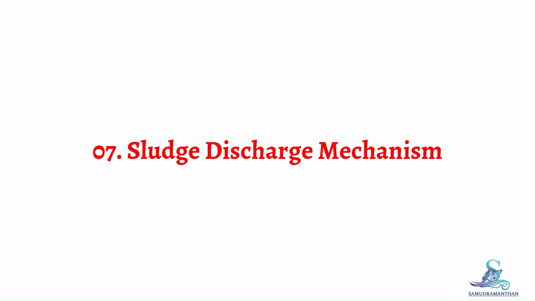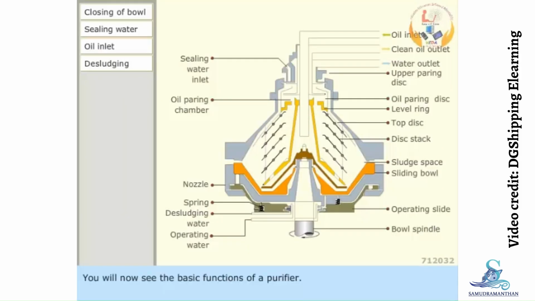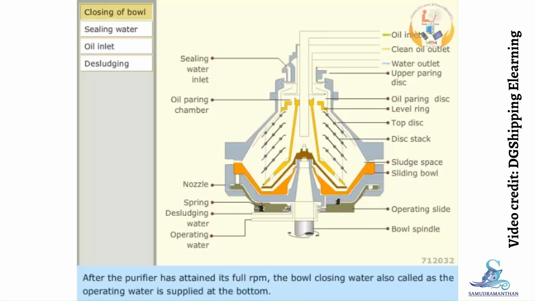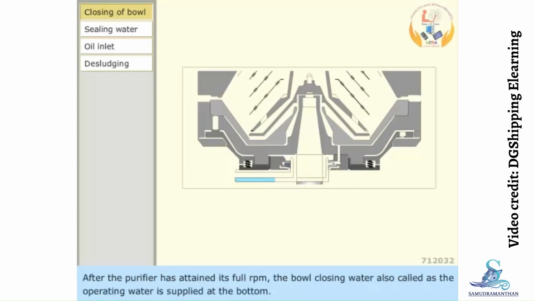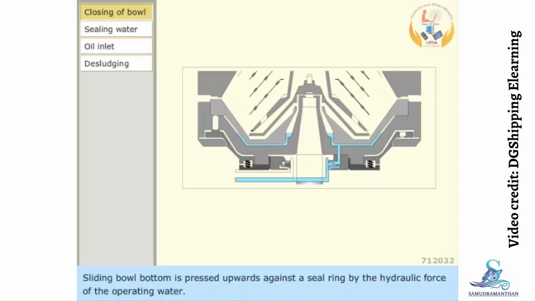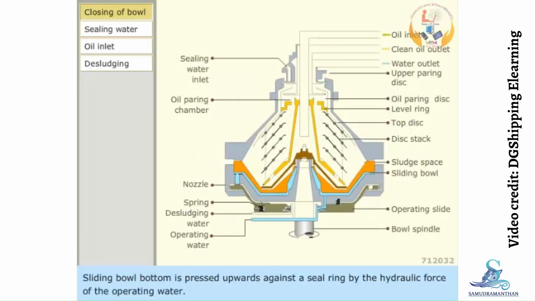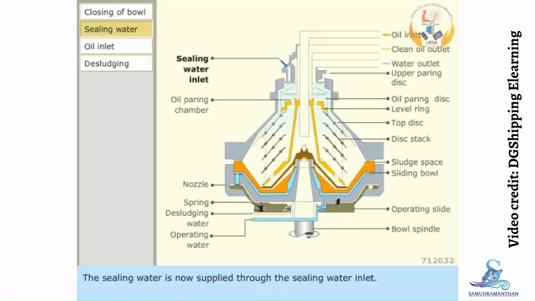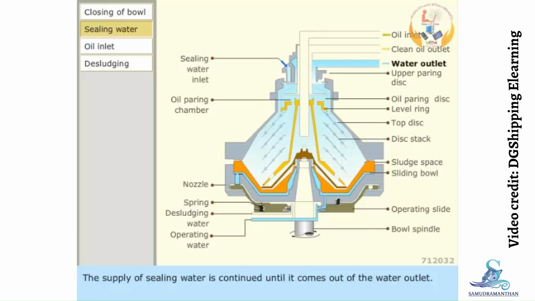Topic 7: Sludge Discharge Mechanism. You will now see the basic functions of a purifier. After the purifier has attained its full RPM, the bowl closing water, also called the operating water, is supplied at the bottom. The sliding bowl bottom is pressed upwards against a seal ring by the hydraulic force of the operating water. The sealing water is now supplied to the sealing water inlet. The supply of sealing water is continued until it comes out of the water outlet.